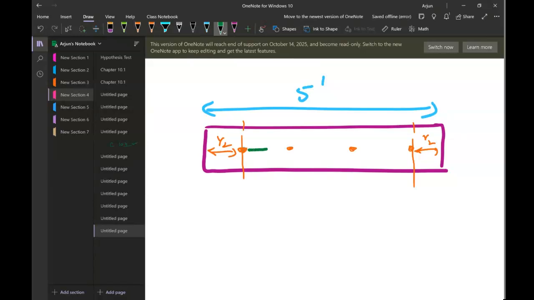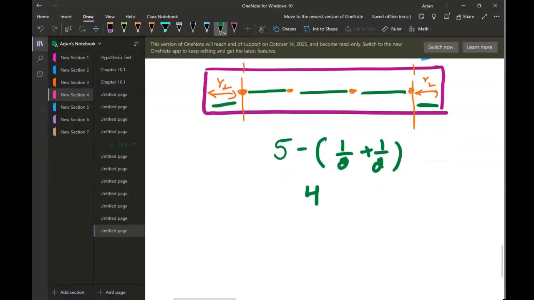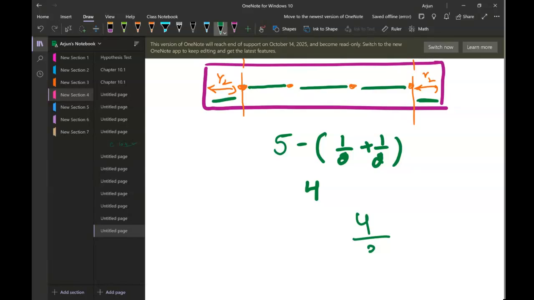And how many distances are there in this case? 1, 2, 3. So first of all, what I will do is 5 minus 1.5, because half a foot has been subtracted from each of these two sides. Remaining is 4. So 4 divided by 3, because the total number of spaces is 1, 2, and 3. So 1.33. That's how you're going to do it.